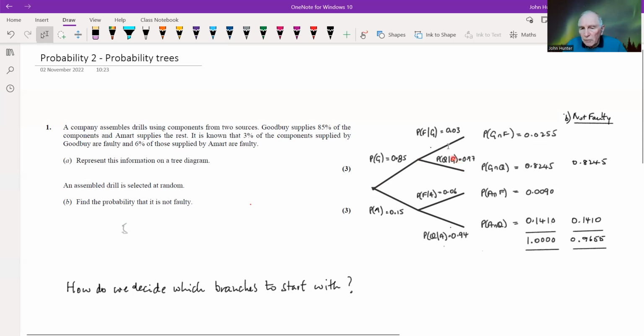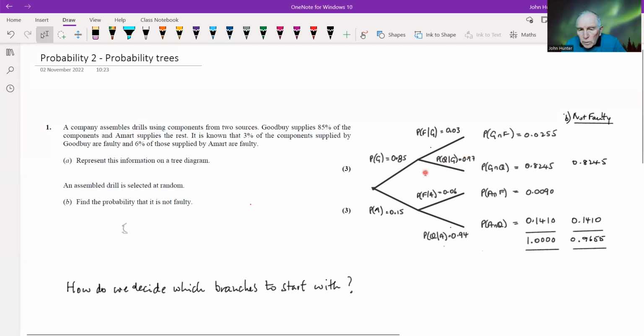And I think it just helps to clarify also that this is a different probability to this. Okay, so just keep with that thought. Yes, probability of Goodbye, and then the probability that it's faulty given that it's Goodbye, or the probability that it's a quality item given that it's from Goodbye. Again, these are two branches emanating from the same node here. These add up to 1.